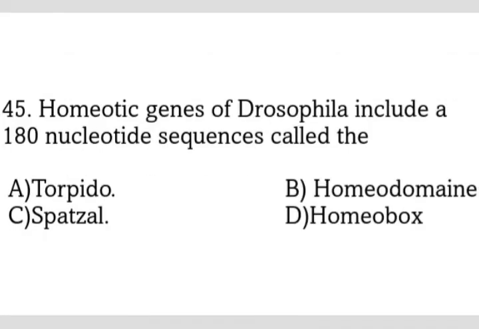Question number 45. The homeotic genes of Drosophila include a 180 nucleotide sequence called the option A, torpedo, option B, homeodomains, option C, spatzle, option D, homeobox. The answer is option D, homeobox.